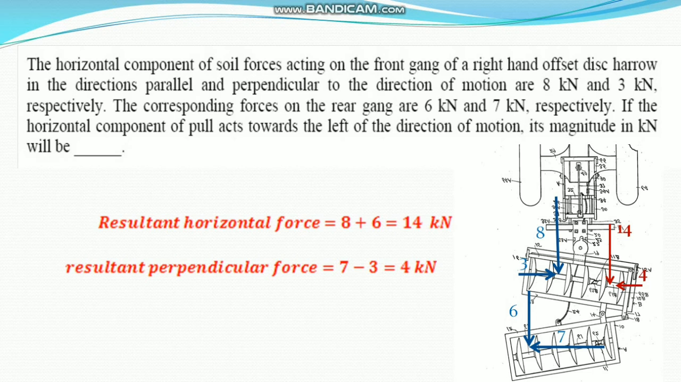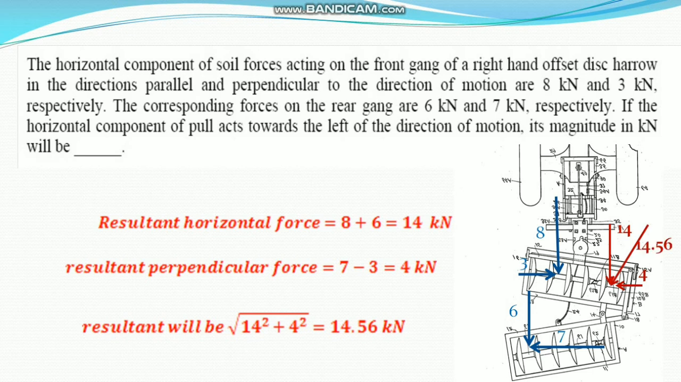Now the resultant is on the right side of the offset disk harrow. Therefore the resultant will be, they are perpendicular to each other, so the answer will be the square root of 14 squared plus 4 squared, that is 14.56 kilonewton, which is the resultant horizontal component of all the forces from the front and rear. Therefore the answer is 14.56.